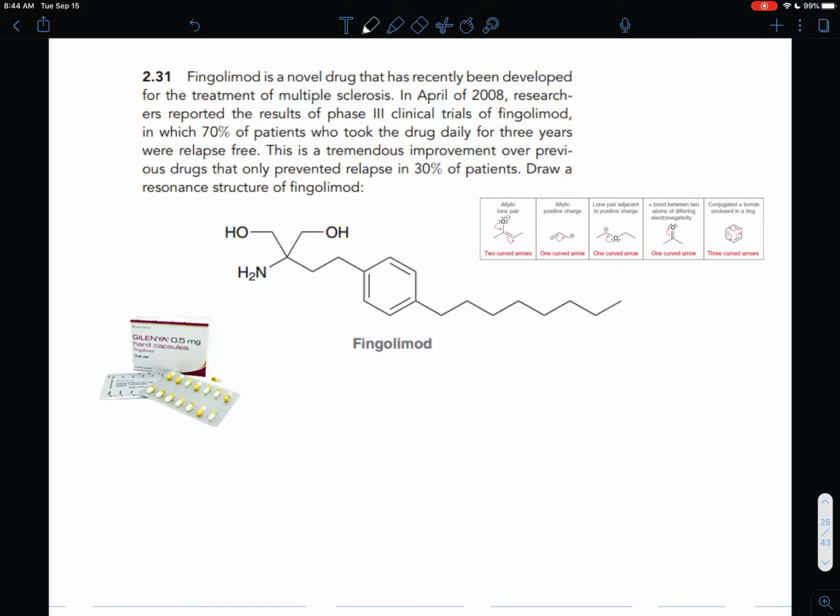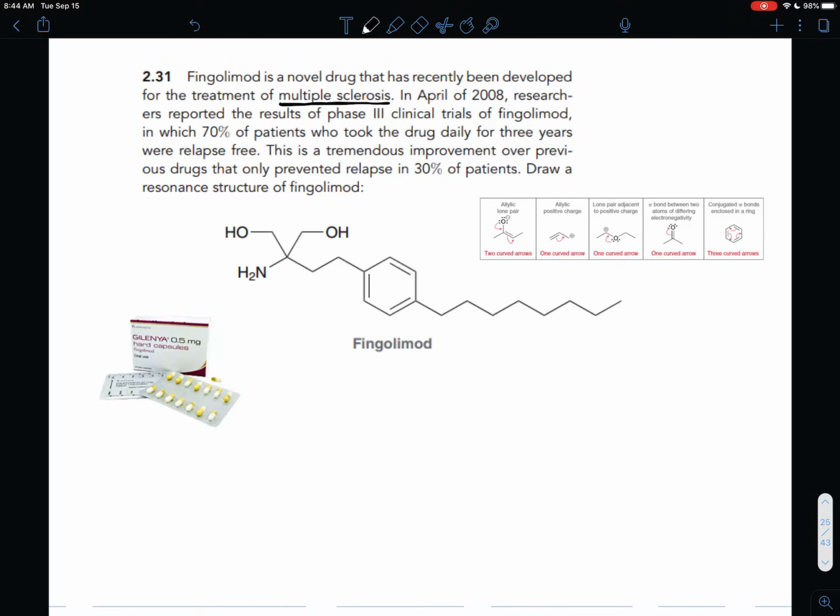Exercise 231 says fingolimod is a novel drug that has recently been developed for the treatment of multiple sclerosis. The cause isn't completely sure just yet as of 2020, but it seems to be a viral infection that destroys the fat coverings around your neurons. Then your neurons don't fire as efficiently, and so you lose function. Sometimes people will become paralyzed, or sometimes they'll get dementia. So this drug, fingolimod, is meant to treat that.